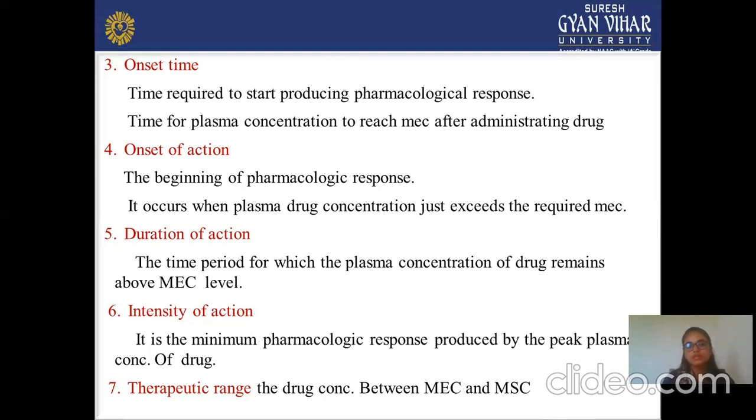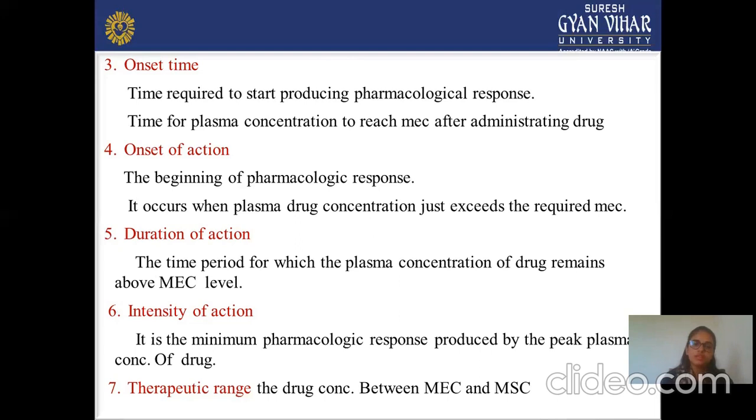And next is intensity of action. In this, you learn how much intensity, or how much effect, of that particular drug is observed. In intensity of action, there is a minimum pharmacological response produced by the peak plasma concentration of the drug, the peak formed by this AUC graph. So this is regarding the peak plasma concentration of the drug, or the minimum pharmacological response of the drug.